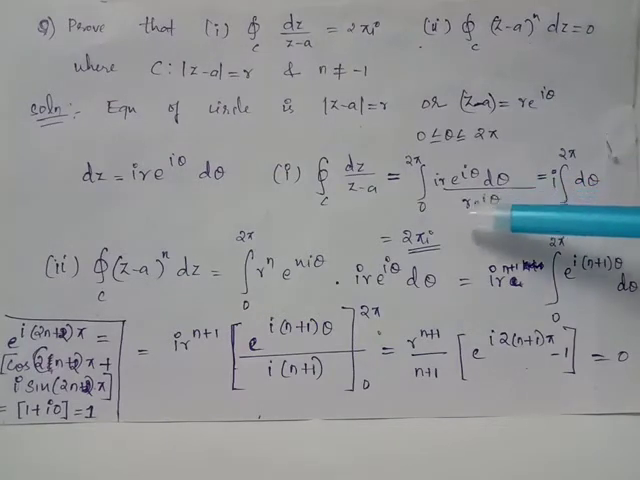We can cancel e raised to i theta and r from numerator and denominator, and i can be taken outside the integral, being a constant. Thus, i times the integral from 0 to 2 pi of d theta is obtained, which is 2 pi i.